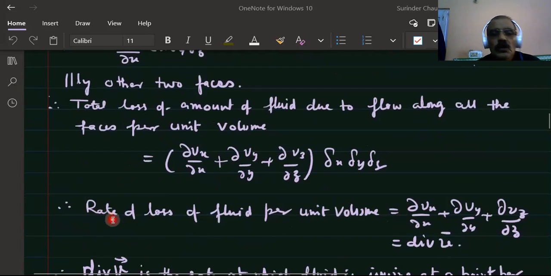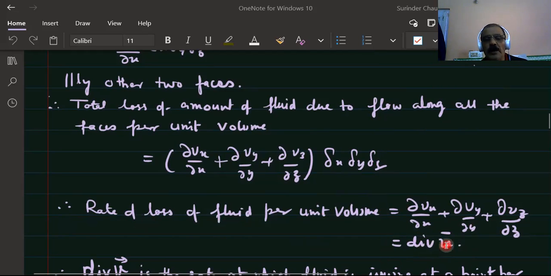Now the rate of loss of fluid per unit volume: if we divide this total loss by the total volume through which the fluid entered and left the faces, it will be equal to the partial of v1 with respect to x, and the del volume cancels out, and this will give the divergence of v. So divergence of v is the rate of loss of fluid per unit volume.